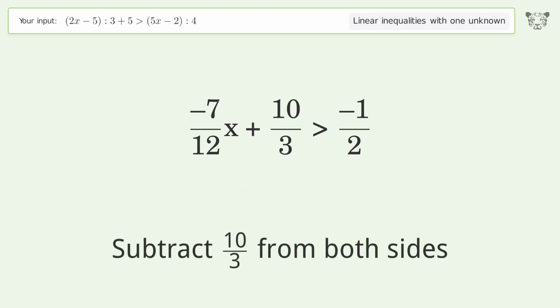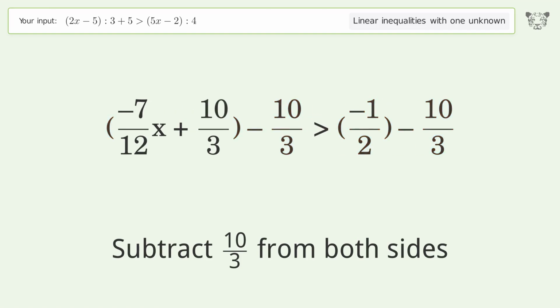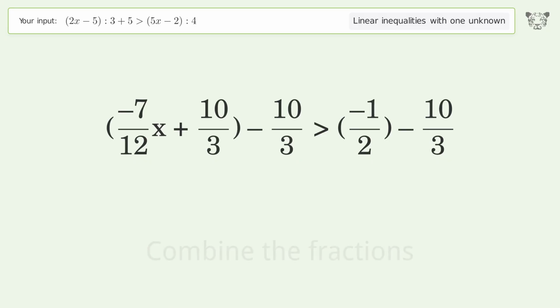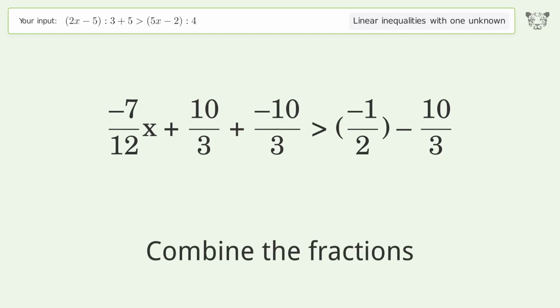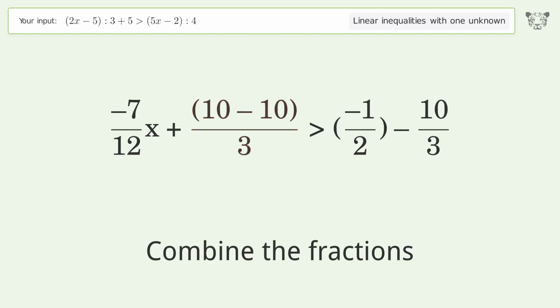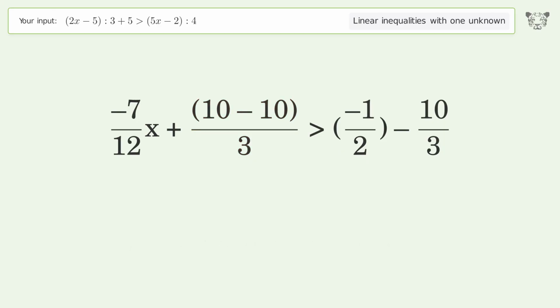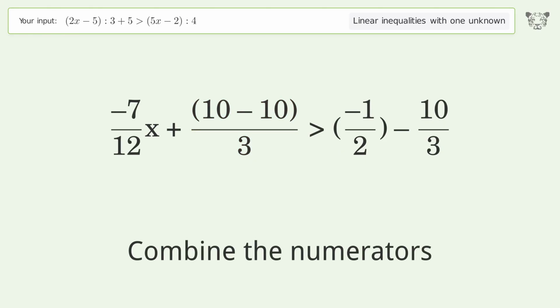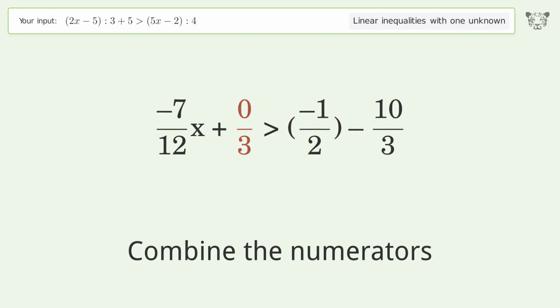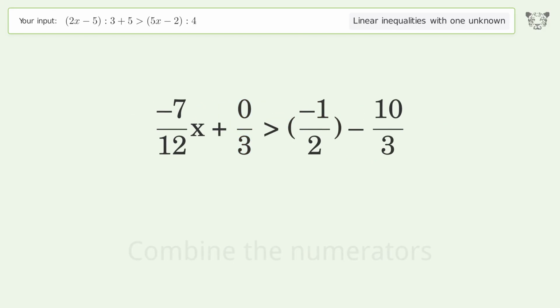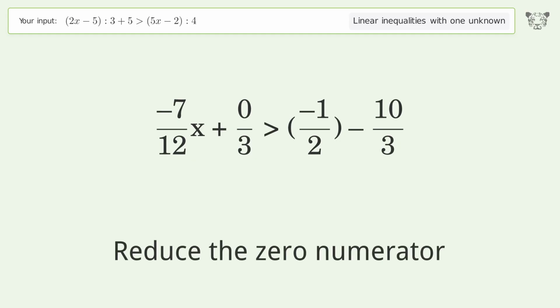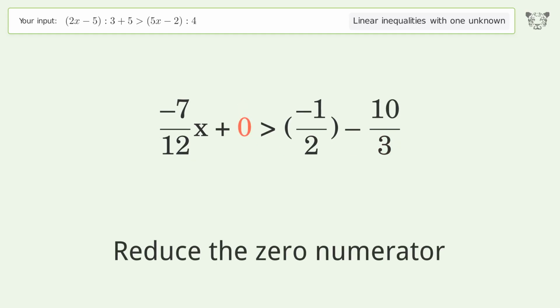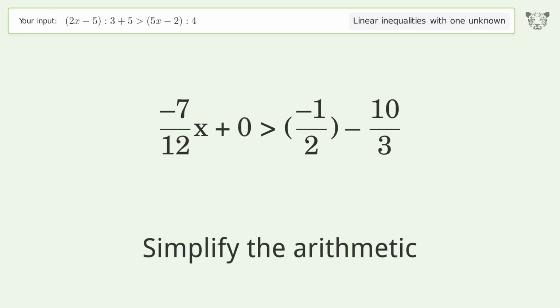Subtract 10 over 3 from both sides. Combine the fractions. Combine the numerators. Reduce the zero numerator. Simplify the arithmetic.